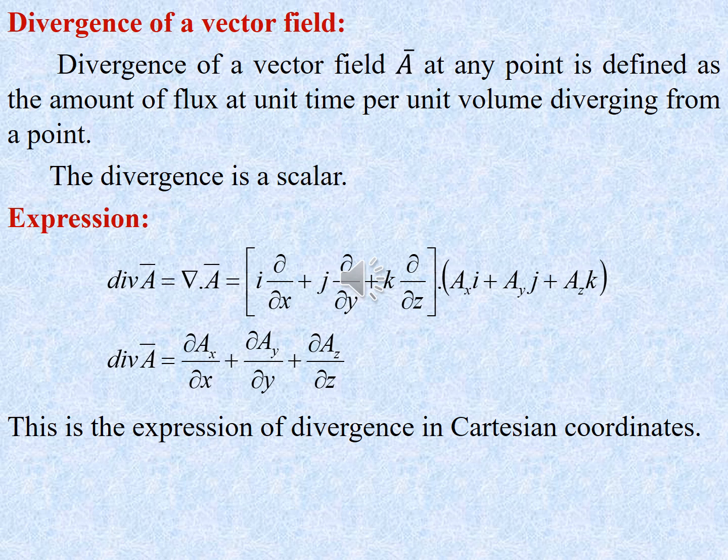Divergence of a vector field. If a vector field A bar at any point is the amount of flux per unit time per unit volume diverging from a point, the divergence is a scalar quantity. So the expression div A bar is equal to del dot A bar, that is equal to (i ∂/∂x + j ∂/∂y + k ∂/∂z) dot A. A is a vector, so A = axi + ayj + azk. So simply we can write like this: div A bar is equal to ∂ax/∂x + ∂ay/∂y + ∂az/∂z. This is the expression of divergence in Cartesian coordinates.